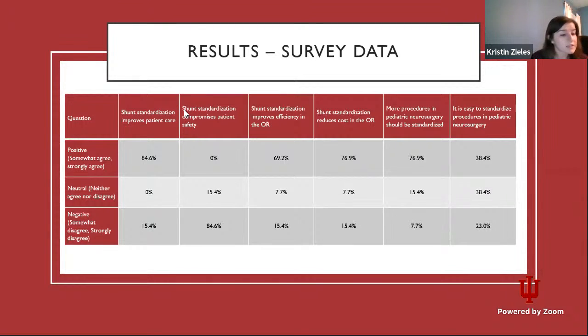So from the survey data, these are represented in percentage format. As you can see, 5 out of 6 of them provided a clear indication of a positive attitude towards standardization. The last question asking whether it was easy or not is kind of a wash. There were no clear opinions on that particular question.